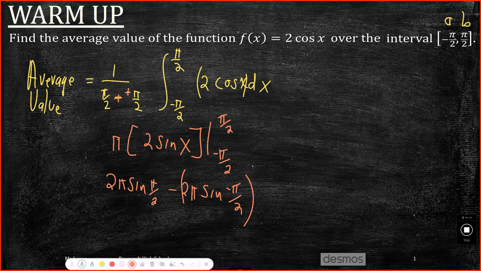And it goes back to trig. If you are good with trig, sine pi by 2, what is it? 1. So it's going to be 2 pi. Then sine of negative pi by 2, that would be what? Negative 1. So positive 2 pi. 1 over pi.